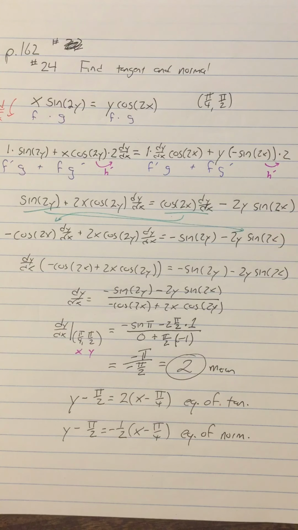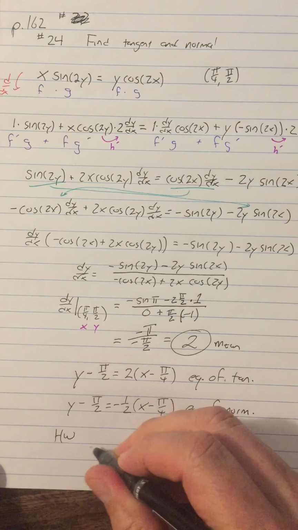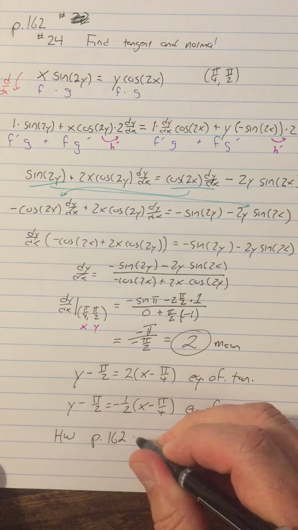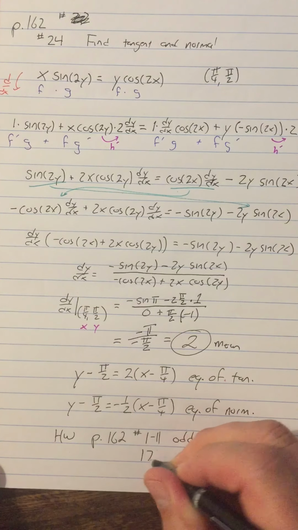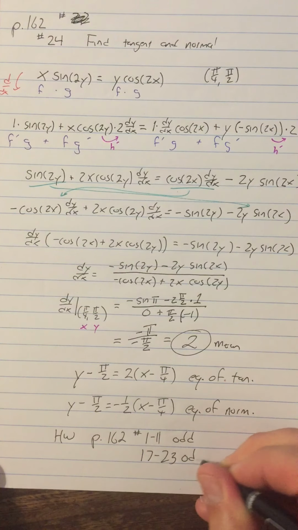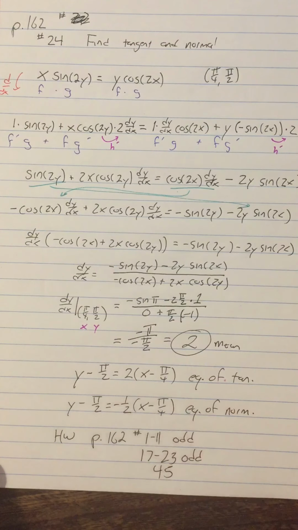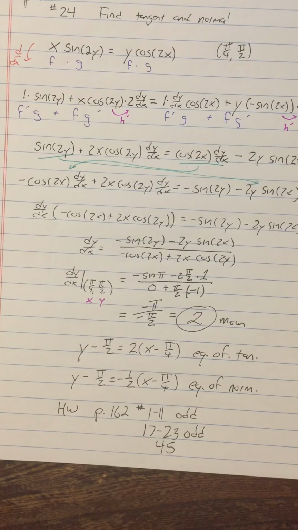And then your homework on this, yes, your homework assignment. So your homework on this section is page 162 in your book, number 1 through 11 odd, and number 17 through 23 odd, and number 45. And that's all already posted on the course website if you want to look there, and all the due dates are there too. I won't bother to try and state that now.